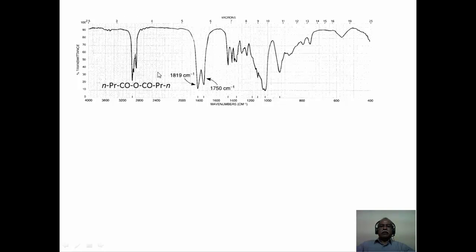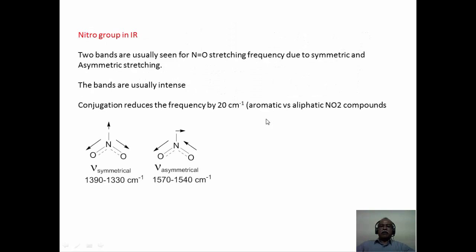Now anhydrides also have two frequencies, one because of the asymmetric stretching, the other because of the symmetric stretching of the carbonyl functional group, which we have seen earlier. So butyric anhydride also shows two bands. The highest band is 1819, which is an asymmetric stretch, and the lower band is 1750, which is a symmetrical stretch. The carbon oxygen single bond stretch is what is seen around 1000 inverse centimeter in this particular case. So what we have seen is a variety of carbonyl functional groups, and the various factors which affect the carbonyl stretching frequency in the past few slides.